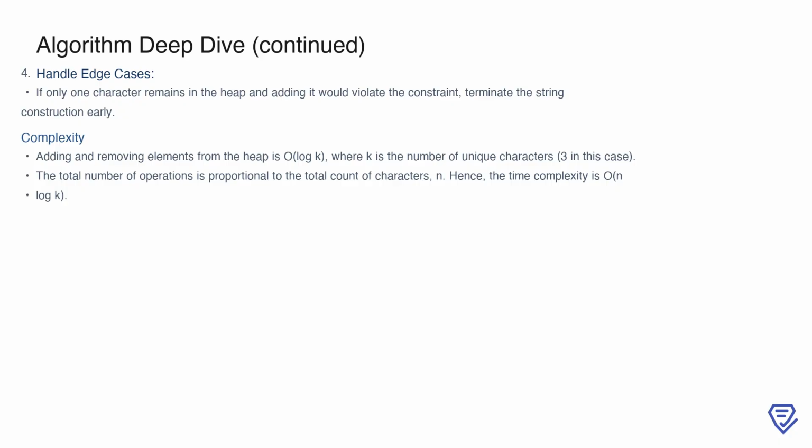Operations like adding and removing elements from the heap have a time complexity of O(log k), where k is the number of unique characters, which is fixed at 3 in this problem. Since these operations are performed proportional to the total count of characters, the overall time complexity is O(n * log k), where n is the total number of characters. This efficiency makes the greedy approach far better suited for large inputs.